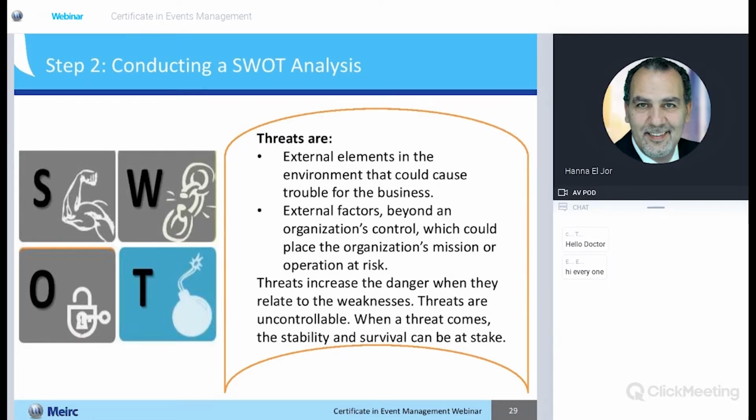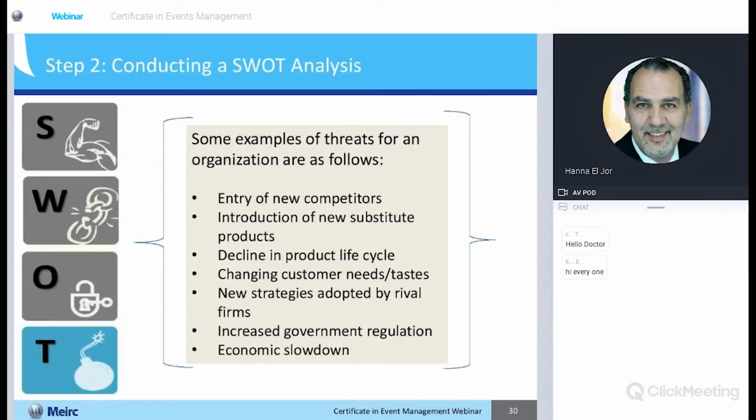Okay, the fourth part of the SWOT analysis is the T, threats. These are also external factors. They're not under our control, but also they may occur or they may not occur. Okay, you'll tell me, if I want to run an event in May, the weather could be, is it a weakness? No, it's not a weakness. It's a threat. That means it may happen or it may not happen.